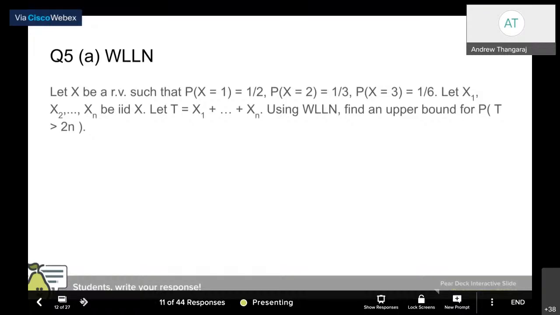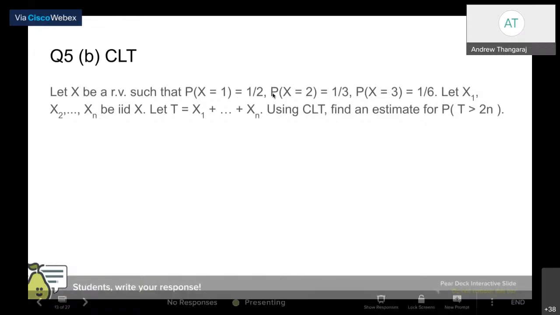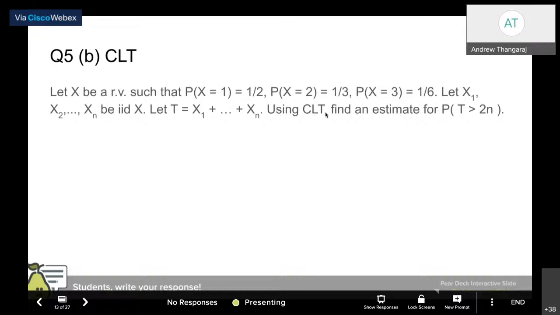Okay, so the next question is probably more important. This is the sort of calculation that you may be doing. Same distribution as before. Now using CLT, the central limit theorem, you have to find an estimate for T greater than 2n. Now your answer you have to express in terms of FZ, right? You remember in the previous live session I spoke about this FC, that is the CDF of the standard normal. So express your answer in terms of FC, but find an estimate for the probability of T greater than 2n. Okay, so you use CLT now.